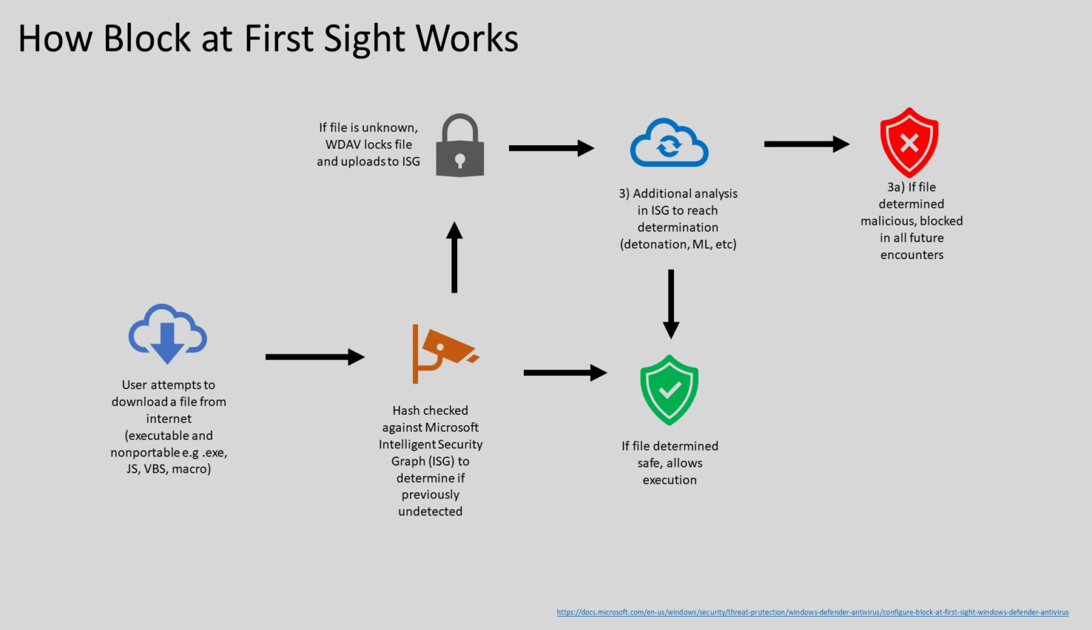Now, if the cloud backend, the ISG, is unable to make a determination, Windows Defender Antivirus will actually lock that file, and then it uploads a copy to the cloud. The ISG from there then performs additional analysis, such as some of our machine learning, heuristics, even detonation and sandboxing it, to try to reach a determination before it allows you to either run the file or blocks it for future encounters. If it determines that the file is indeed malicious from its additional analysis, then it's going to block that file from running on your machine and in all future encounters of that file. Or if it deems it safe and legit, then it'll let you go ahead and open it.